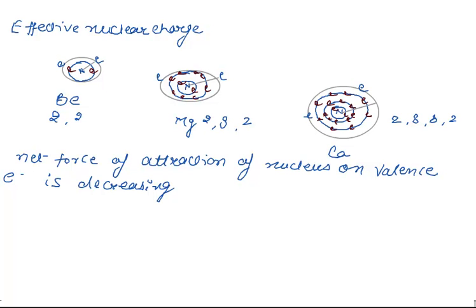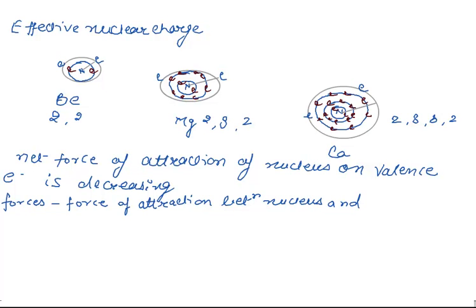The 2 types of forces are, first is force of attraction between nucleus and electrons. And second is what? Second is force of repulsion between electrons. Got my point?